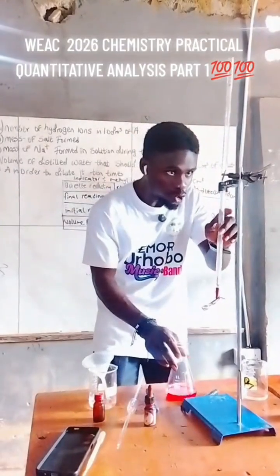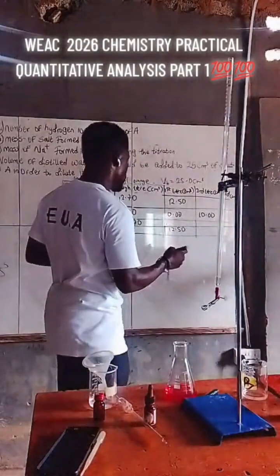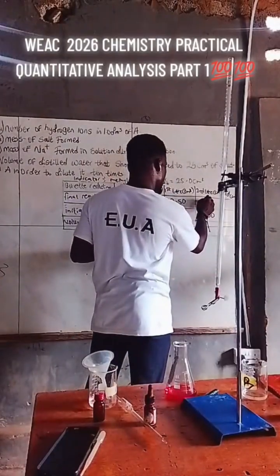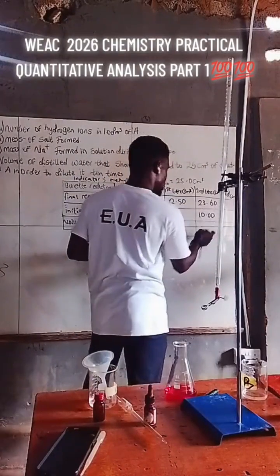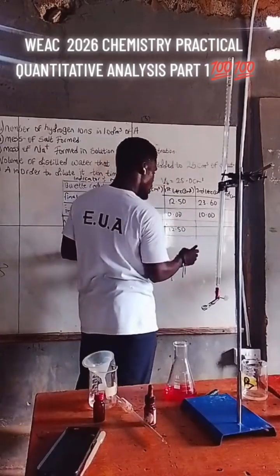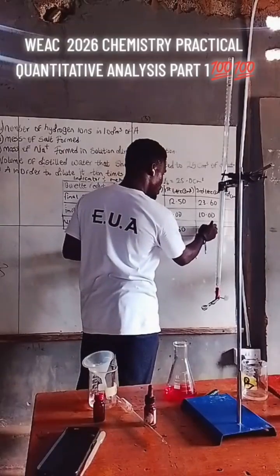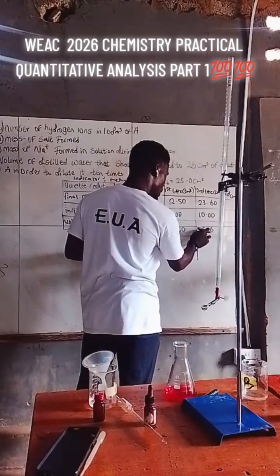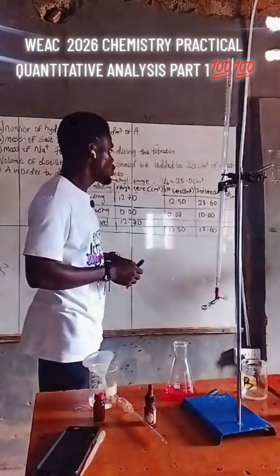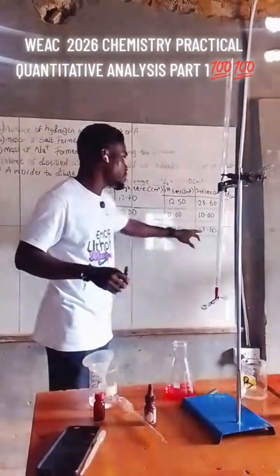What do we have there? 23.60. When I subtract, what will it give to me? 13 point what? 60. 13.60. This appears to be too far. Mind you, they are not comparable. They appear to be too far from each other.